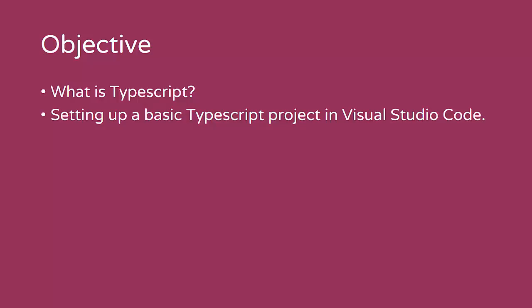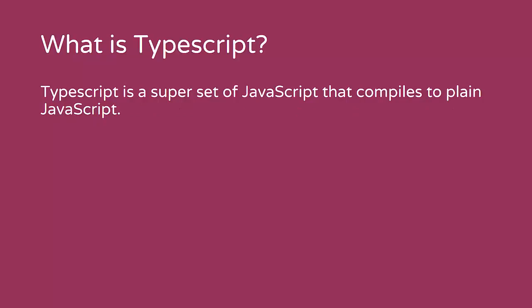Our objective for this video is to know what is TypeScript and setting up a basic TypeScript project using Visual Studio Code. So let us know what is TypeScript. TypeScript is a superset of JavaScript that compiles to plain JavaScript. We know that every programming language ultimately converts to machine language that processor understands. Similarly, TypeScript converts to plain JavaScript.